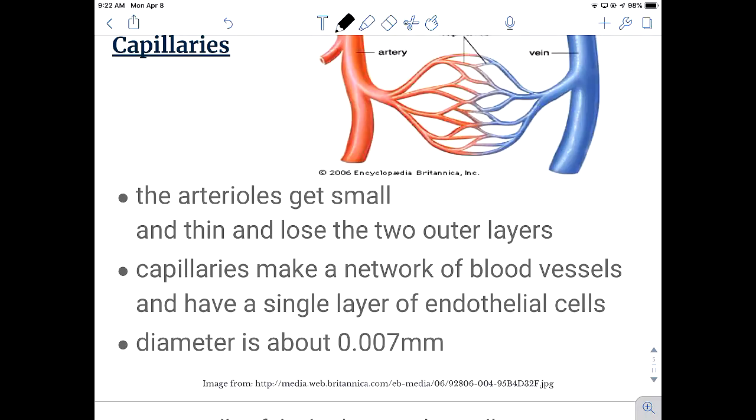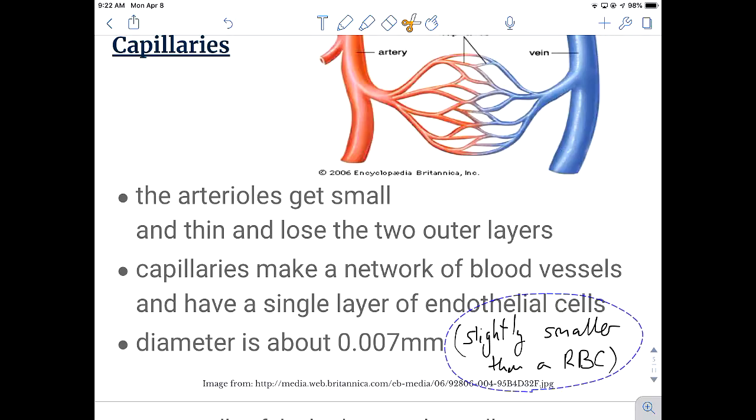So this is slightly smaller than a RBC. So slightly smaller than a red blood cell.